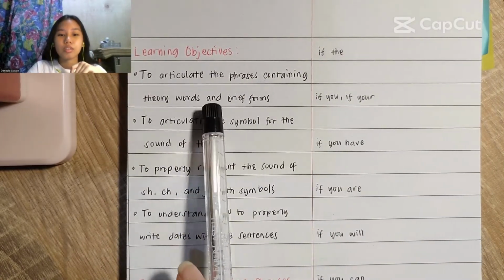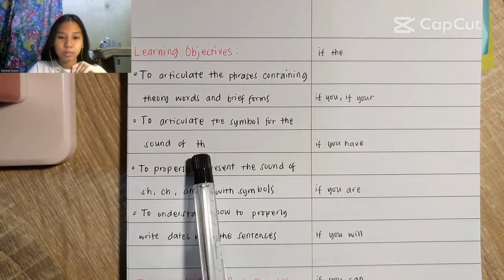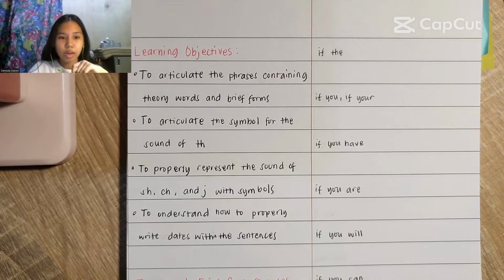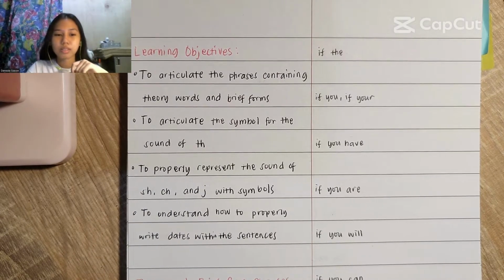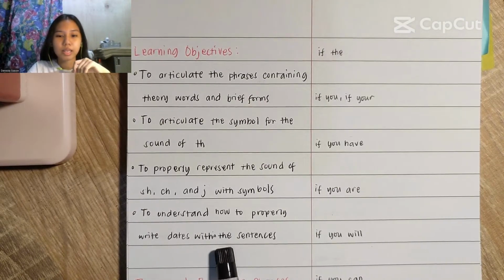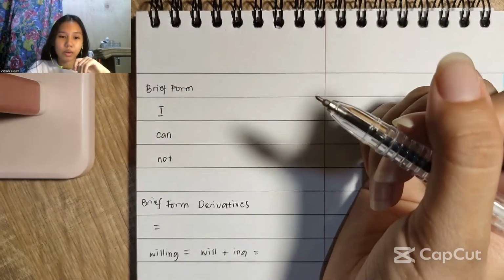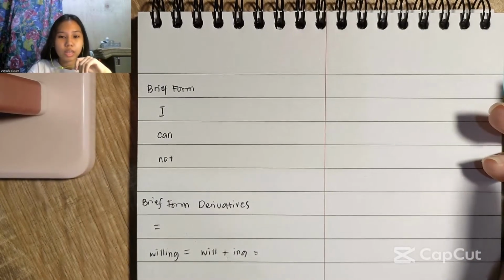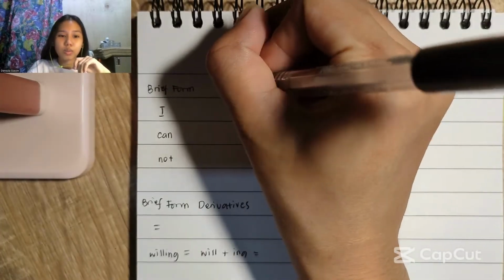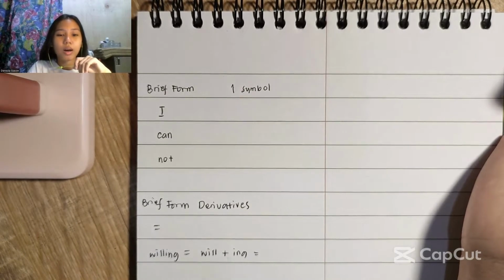First is to articulate the phrases containing theory words and brief forms, to articulate the symbol from the sound of it, to properly represent the sound of ish, che, and j with symbols, and to understand how to properly write dates within sentences. So we already know that a brief form is a special outline that is most frequently used in the English language. It is a word that is represented by only one symbol as a whole outline.